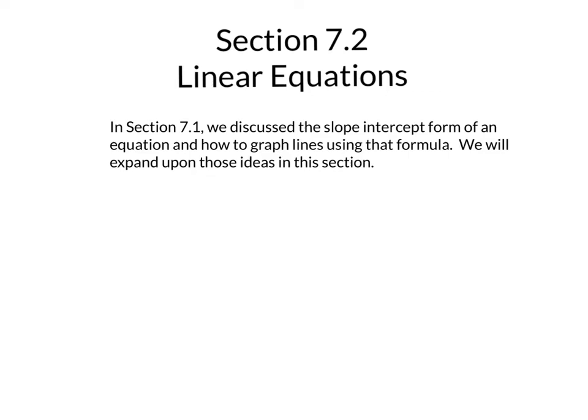Section 7.2, Linear Equations. In Section 7.1, we discussed the slope-intercept form of an equation and how to graph lines using that formula. We will expand upon those ideas in this section. To start with, we are going to graph the two lines y equals negative 3/4 x plus 1 and also the line y equals 4/3 x subtract 3.